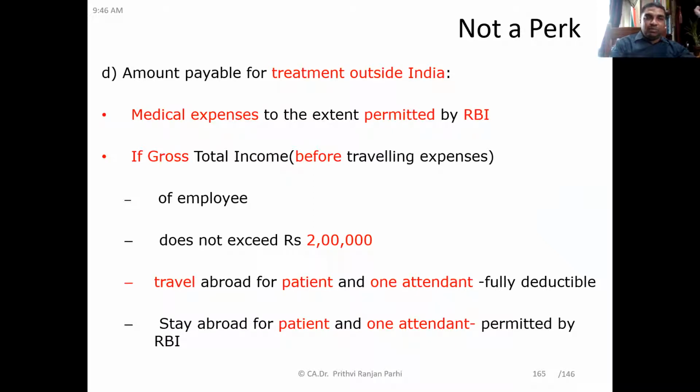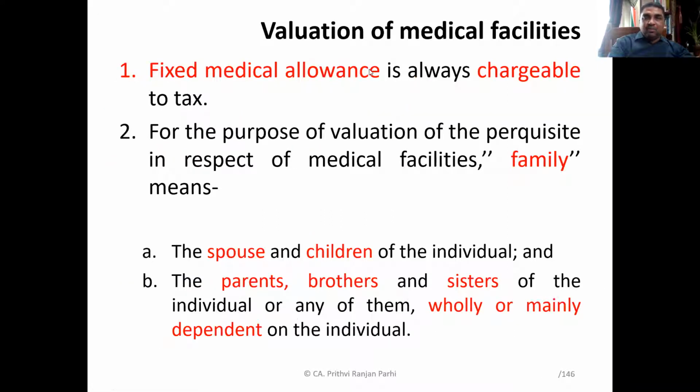So you know, for amount payable for treatment outside India, medical expenditure to the extent permitted by RBI is exempt. And if the gross total income before this traveling expenditure of the employee does not exceed 2 lakh rupees, travel abroad for the patient and one attendant is fully exempt. Stay abroad for the patient and one attendant is exempt to the extent permitted by RBI. Fixed medical allowance is always chargeable to tax.